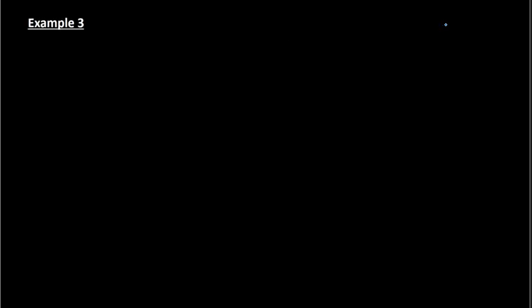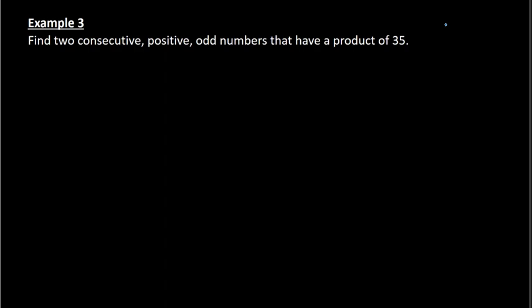Example 3 is similar to example 2. We are told to find two consecutive positive odd numbers that have a product of 35. Now this one is probably easy enough to do in your head, and you can probably figure out it'd be 5 times 7, but it's important to get the process down in case we have more difficult type of questions.